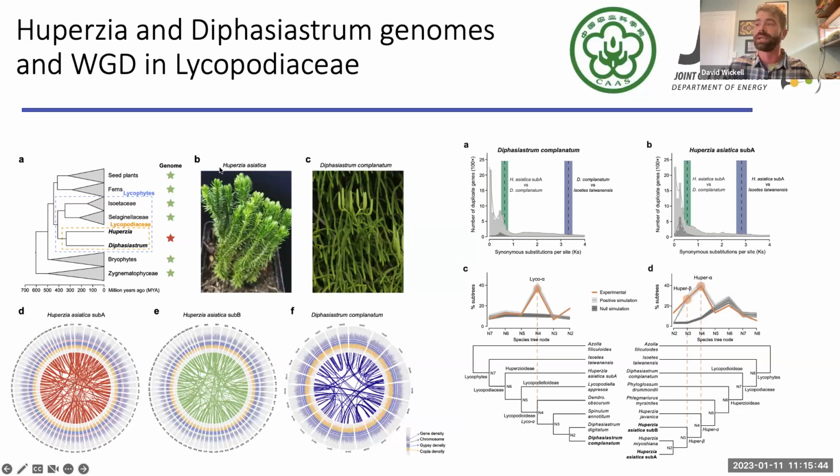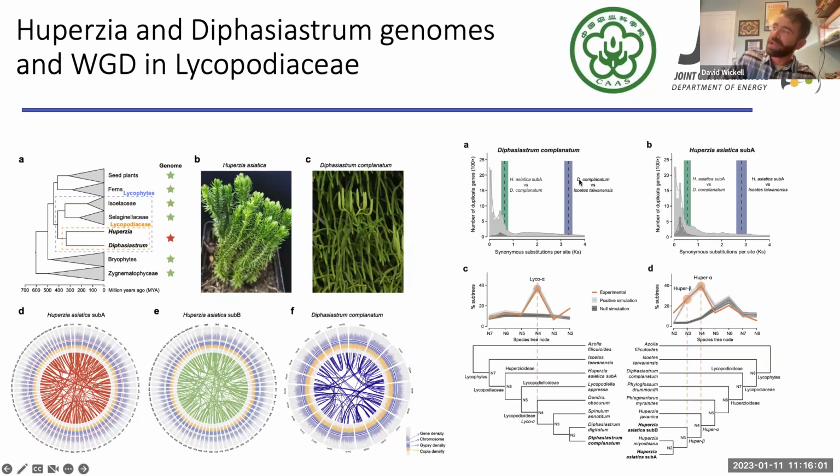And this was really cool. We were able to run these as separate genomes in all of our analyses, which was both informative and, considering that Huperzia asiatica has something on the order of 140 chromosomes, much more computationally efficient.